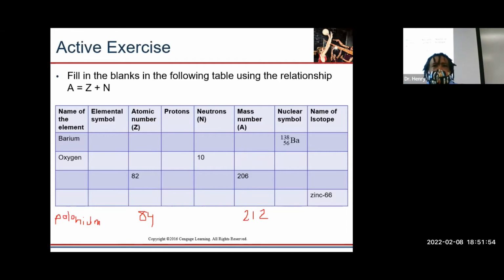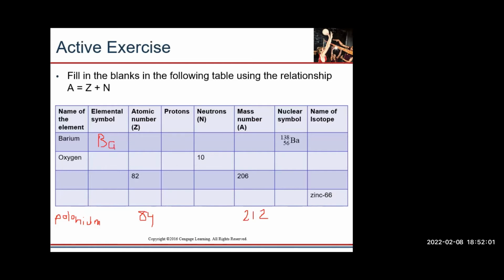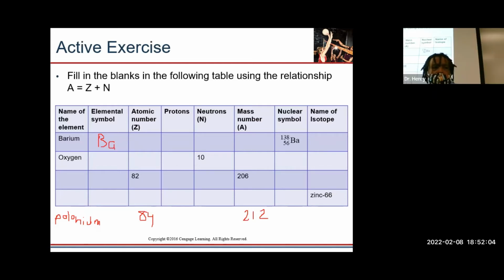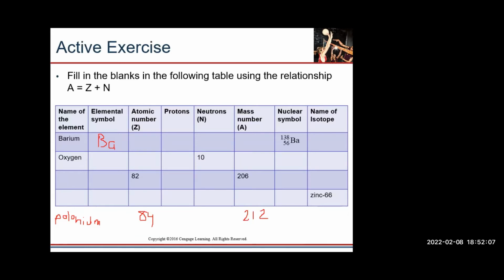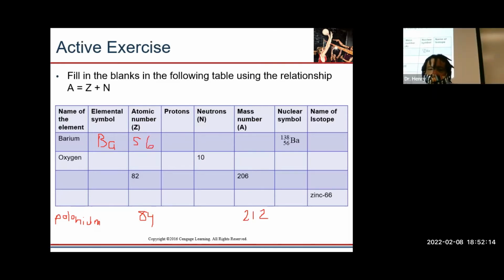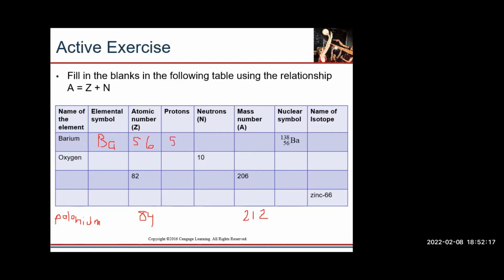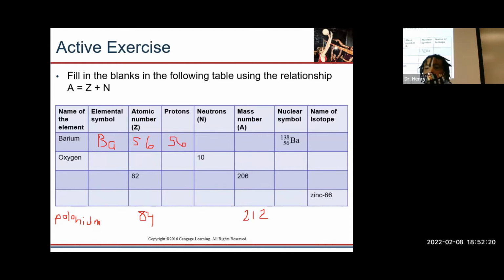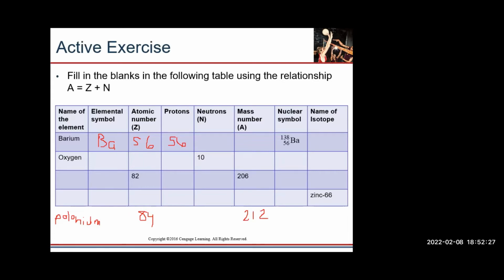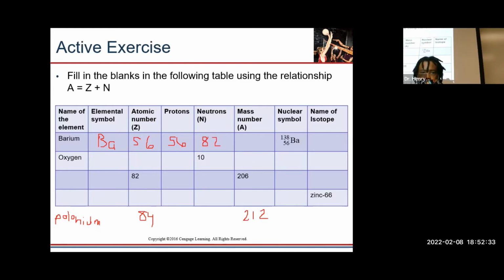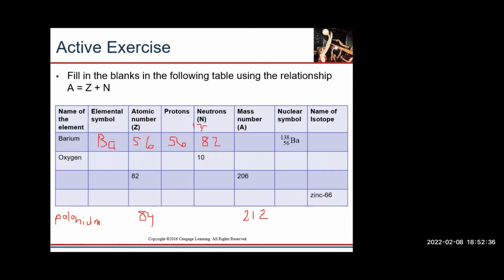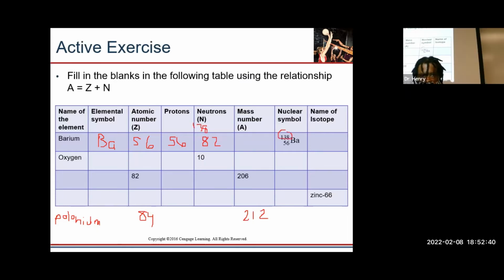Okay, so what is the symbol for barium? BA. Okay, what is the atomic number? 56. What is the number of protons? 56. What is the number of neutrons of this particular isotope? The number of neutrons is going to be 82, because it's going to be 138, which is the new mass number that's given right here, minus 56.